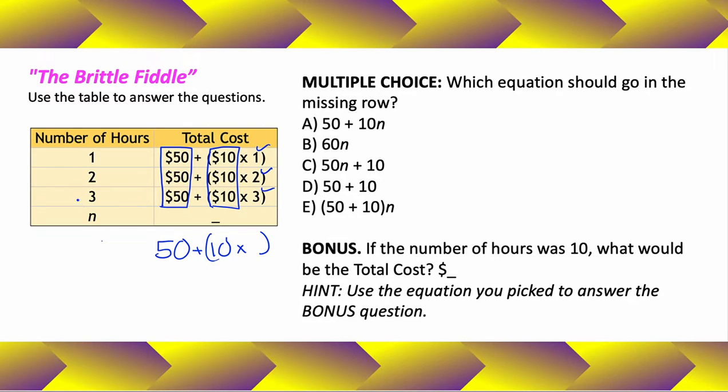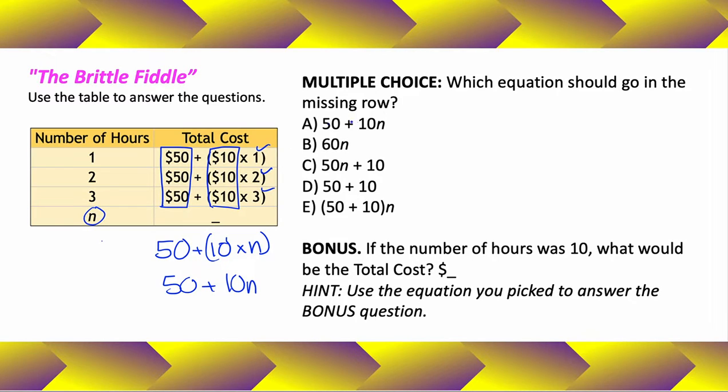The 1, 2, and 3 are going to turn into an n, so I'm going to put an n right there. It's kind of like copying and pasting, and then whatever the variable becomes, you write it where it goes. That's about it. So if we simplify this, it would look like 50 plus 10 times n. Remember the multiplication, you can just put the 10 and the n right next to each other.